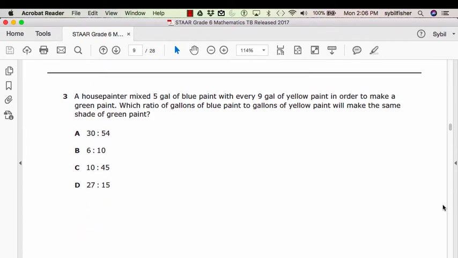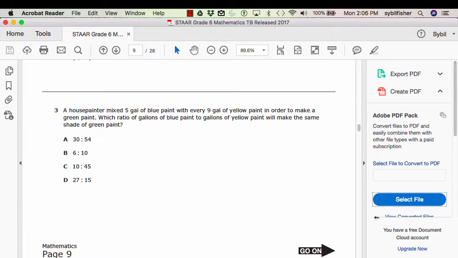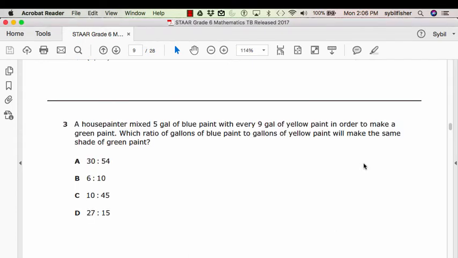Number 3. A house painter mixed 5 gallons of blue paint with every 9 gallons of yellow paint in order to make a green paint. Which ratio of gallons of blue paint to gallons of yellow paint will make the same shade of green paint?